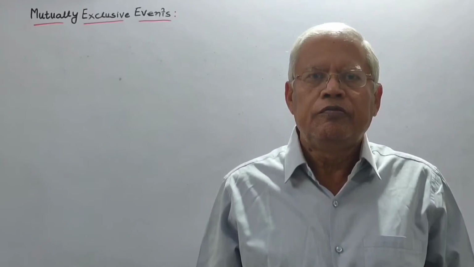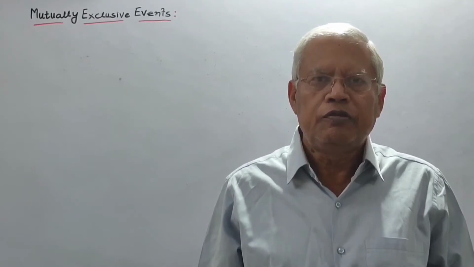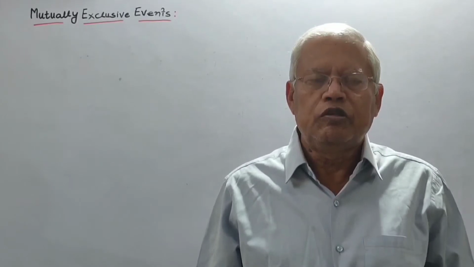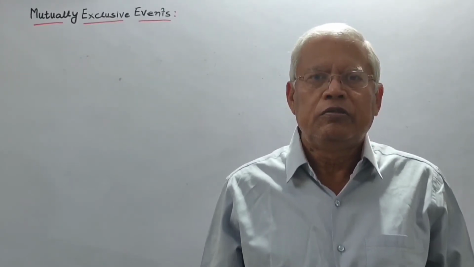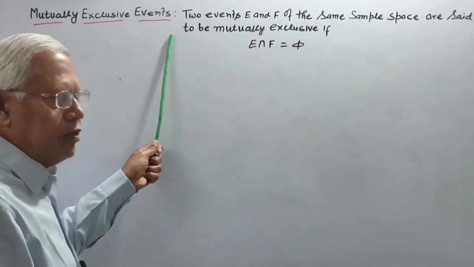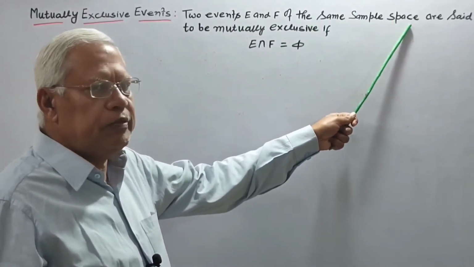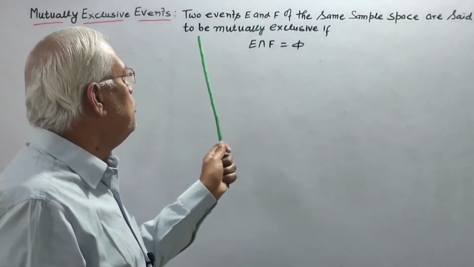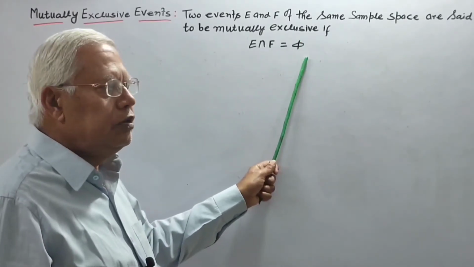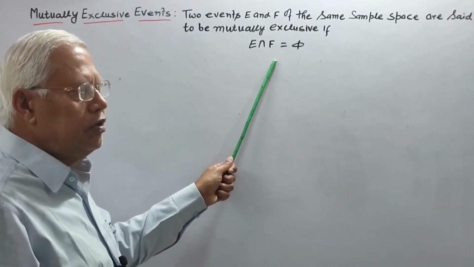Today in this video, we are going to learn about the concept of mutually exclusive and exhaustive events. We also study how to find probability of an event. So let us start. Mutually exclusive events. Two events E and F of the same sample space are said to be mutually exclusive if E intersection F is equal to phi. That is, the sets representing events E and F are disjoint sets.